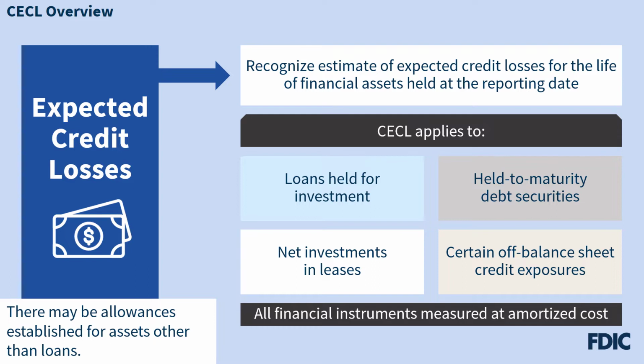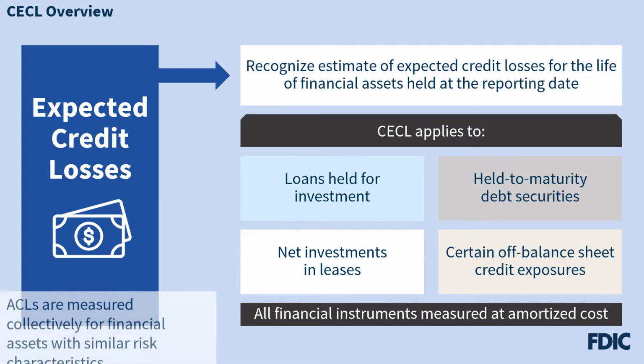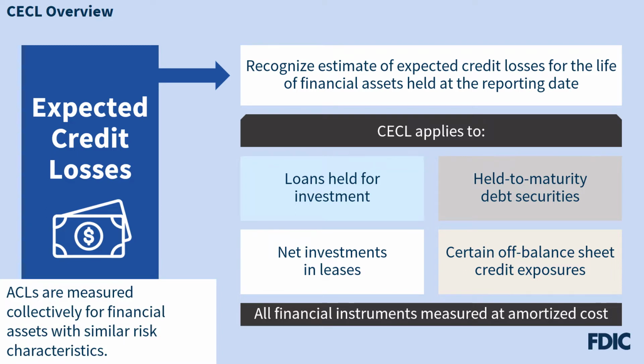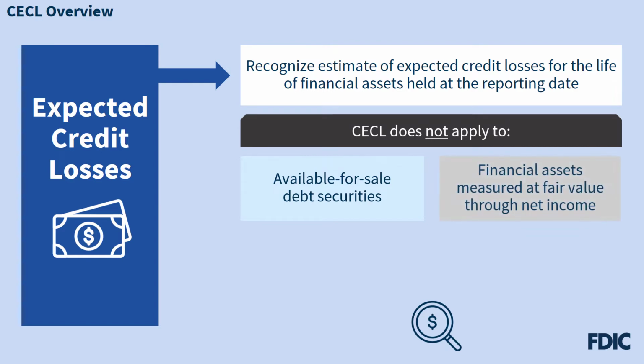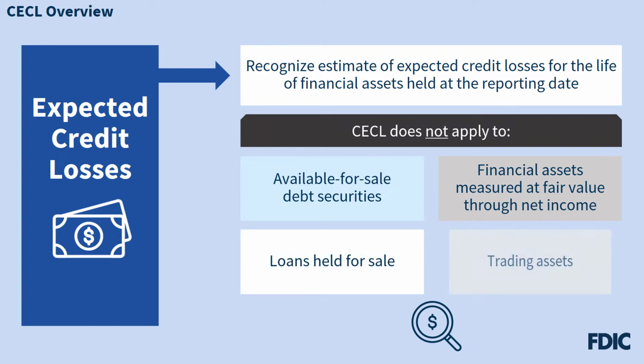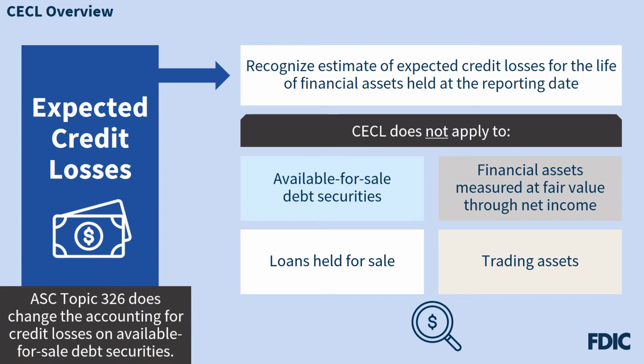When similar risk characteristics exist among a pool of financial assets, the ACL is measured collectively for the entire pool of financial assets. For financial assets within the scope of CECL that do not share common risk characteristics, expected credit losses are measured individually. Items outside of the scope of CECL include available-for-sale debt securities, financial assets measured at fair value through net income, including those for which the fair value option has been elected, loans held for sale, and trading assets. Note that ASC Topic 326, which is the credit losses standard, changes the accounting for credit losses on available-for-sale debt securities. However, that is outside of the scope of this video.